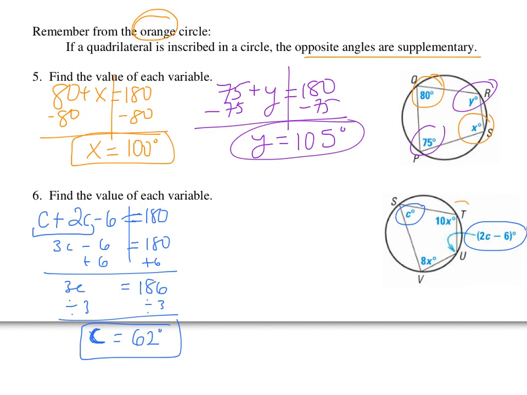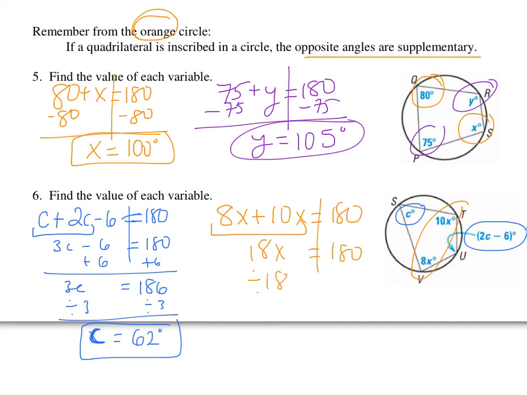So if I'm going for the opposite corners now, my 8x plus my 10x should equal 180 degrees. Combine my like terms together, so I get 18x equals 180. Divide by my 18, and we get that x equals 10 degrees.